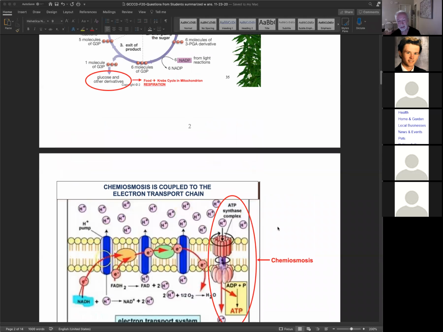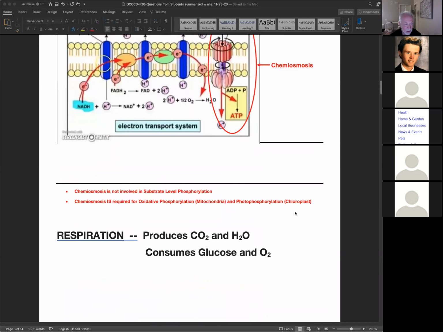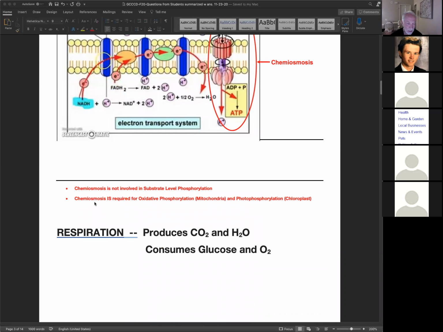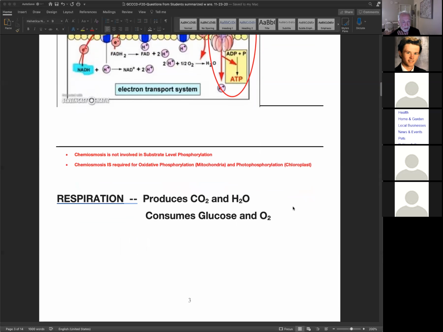There were a lot of questions about chemiosmosis. Is everybody clear now what it is and how it fits into the big picture? These are answers to two particular questions. Chemiosmosis is not involved in substrate level phosphorylation, but it is required for both oxidative phosphorylation in mitochondria and photophosphorylation in the chloroplast.